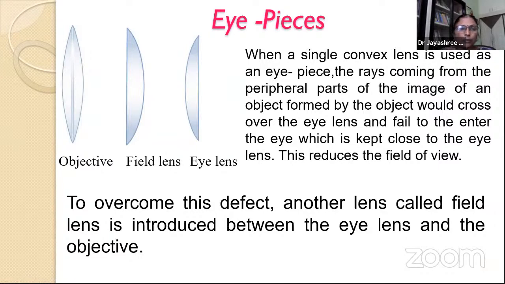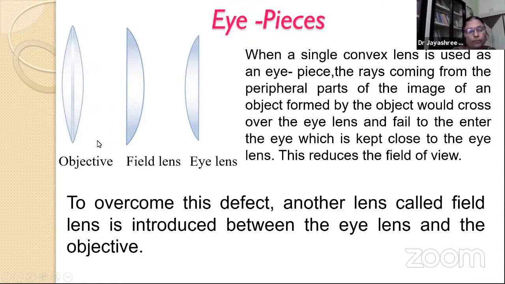Here the reflection fails. That's why it fails to enter the eye, which is kept very close to the eye lens. This reduces your field of view, our sight of view. To overcome this defect, another lens, which is known as the field lens, should be introduced between the eye lens and the objective.